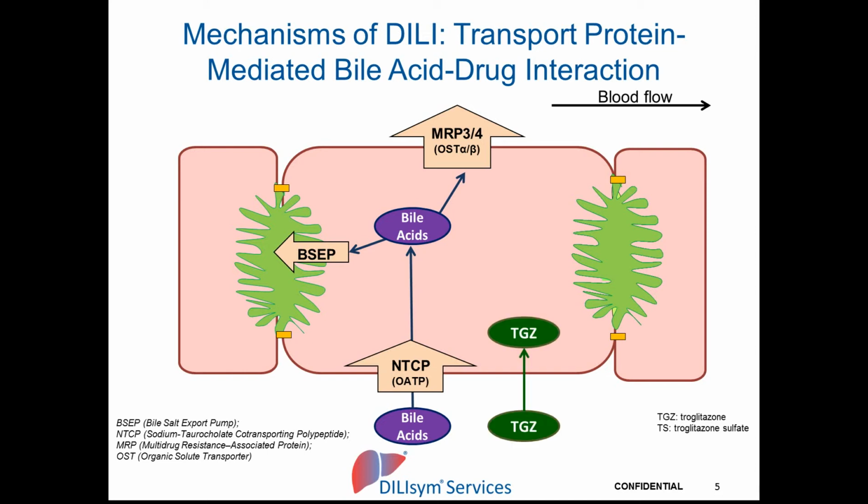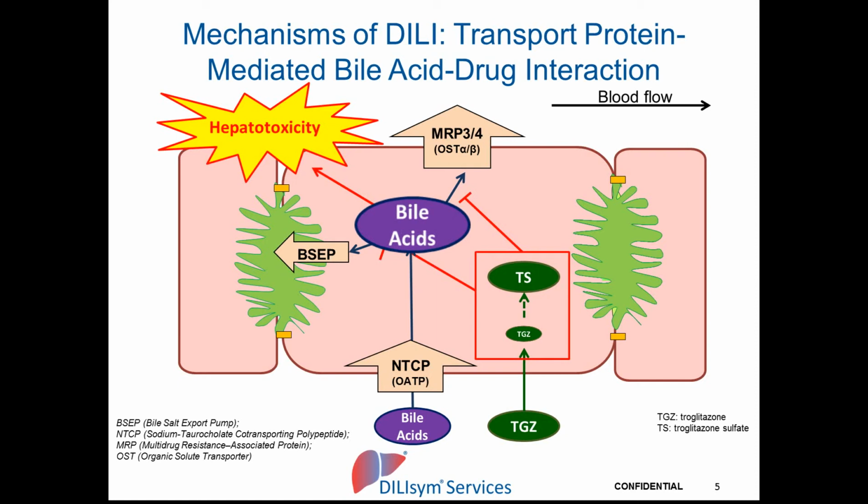Troglitazone, upon entering the cell, is primarily metabolized into troglitazone sulfate, its main metabolite. Both compounds, the parent and the metabolite, inhibit BSEP and MRP3, which causes the accumulation of bile acids and can lead to hepatotoxicity. Troglitazone in the circulation also inhibits NTCP, which to some extent should mitigate the accumulation of bile acids by reducing the amount of bile acids that enter the hepatocytes via the enterohepatic recirculation.